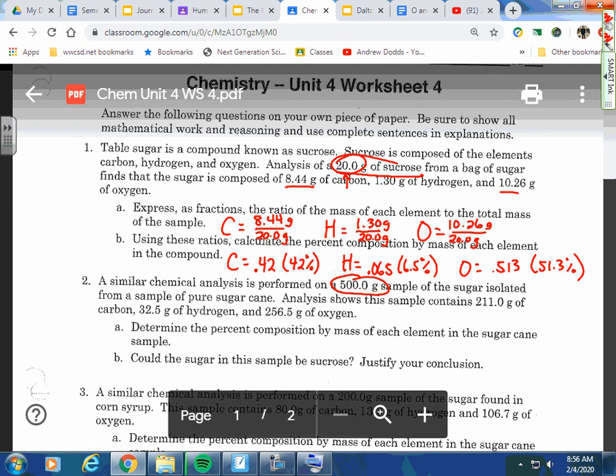So the first one I'm going to do as I go through this sentence here, 211 grams of carbon. So I'm going to do carbon. It's going to be 211.0 over 500. So if I do 211 divided by 500, I get 0.422. Multiply that by 100%, and it says it's 42.2% carbon. All right.